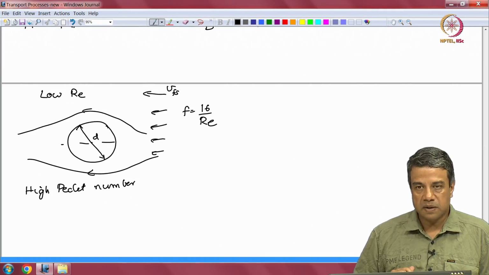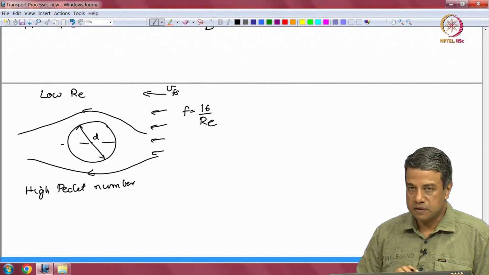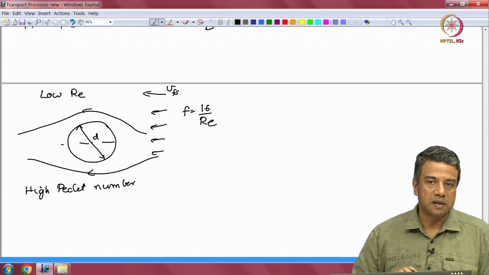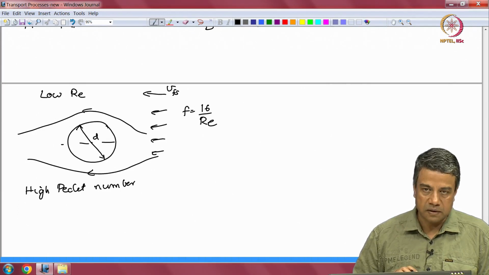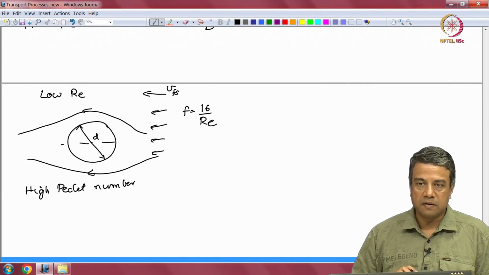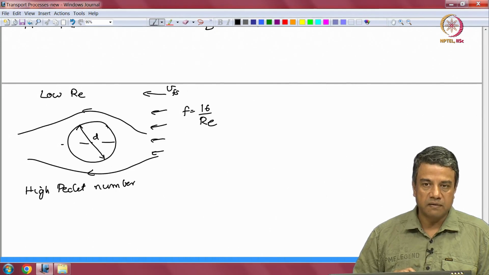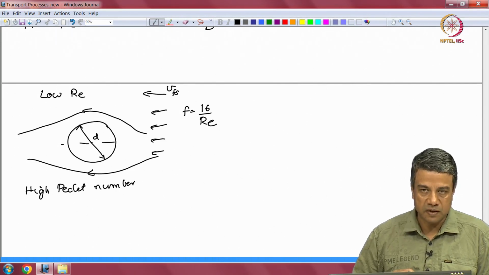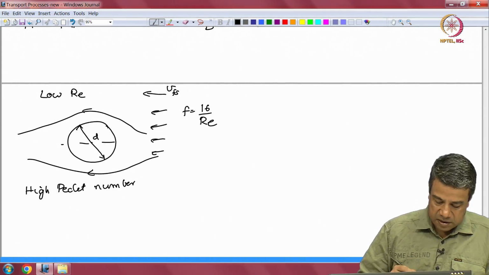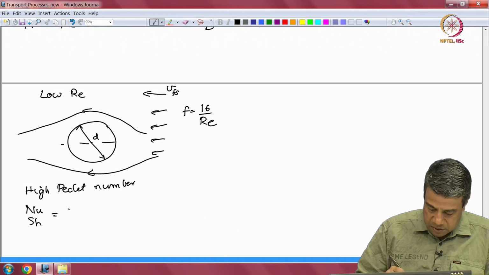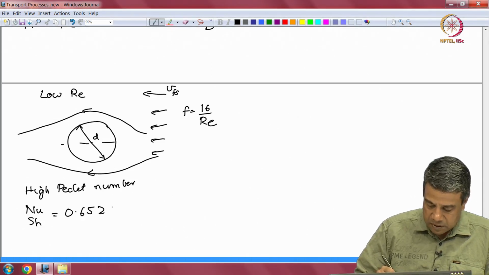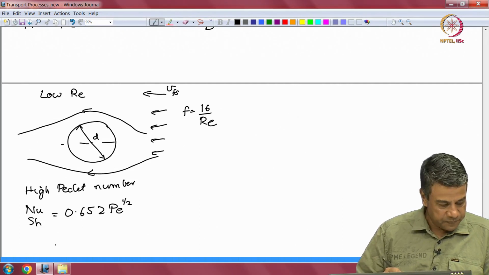At low Reynolds number and high Peclet number, as we know, the correlation has to be independent of the Reynolds number, because for a laminar flow the flow pattern does not change, the flow profile does not change as the Reynolds number changes in the limit of low Reynolds number, and therefore, all of the convective effects can be represented by the free stream velocity alone. And the Nusselt number or the Sherwood number correlation is equal to 0.652 Peclet number to the half.